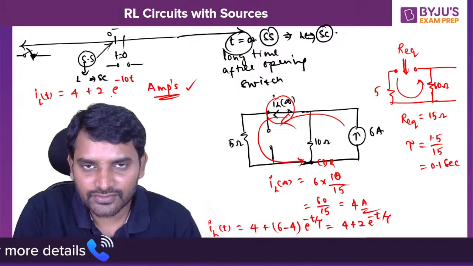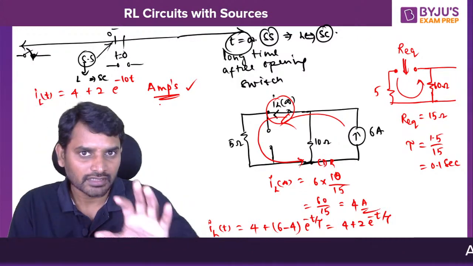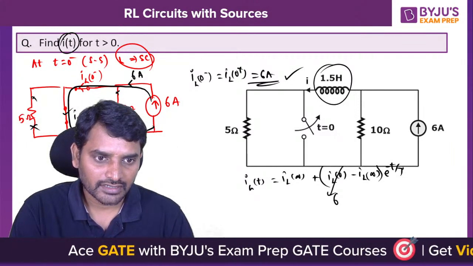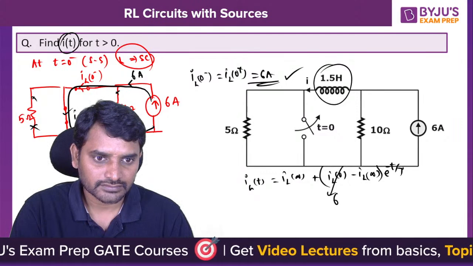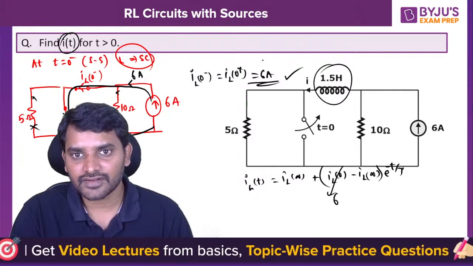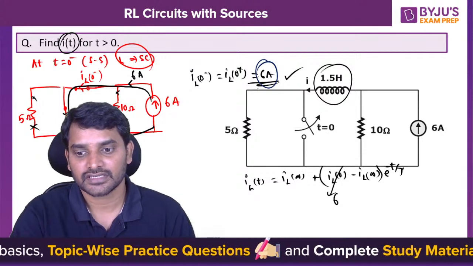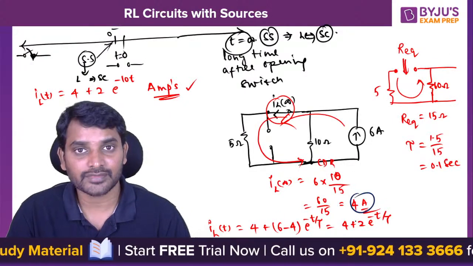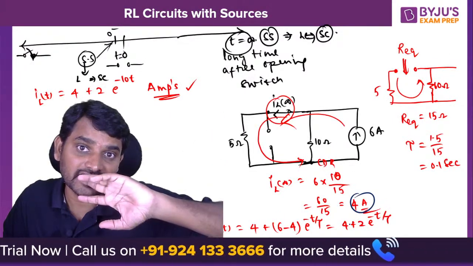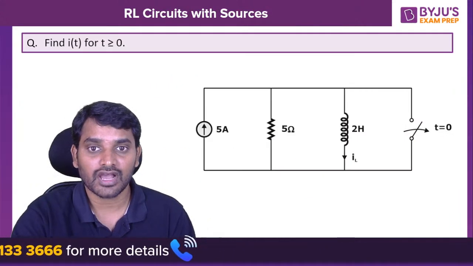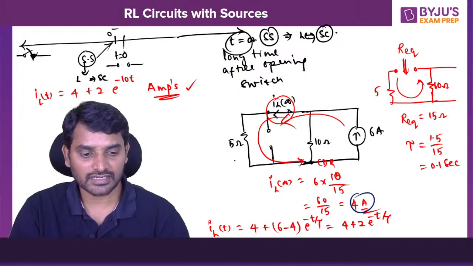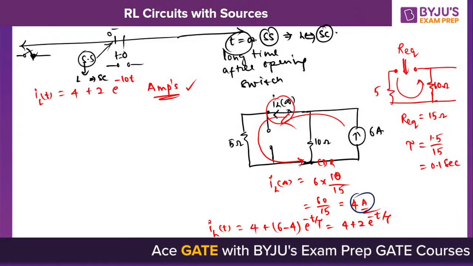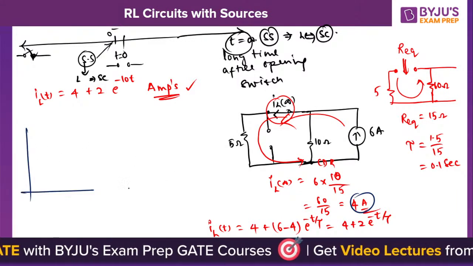What does it mean if you look at this network? The initial value of current through the inductor is 6 amperes. The final value of current through the inductor is 4 amperes. That means the inductor is decaying its energy after opening the switch. So if you draw the graph, it will be like this. Let me show you the graph also. So it looks like this.